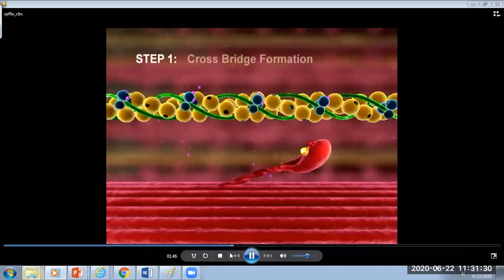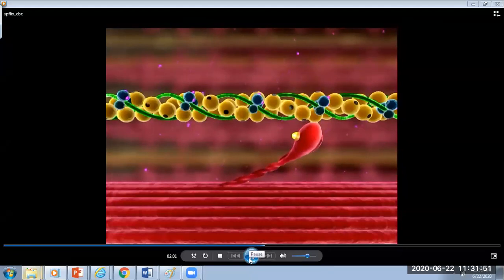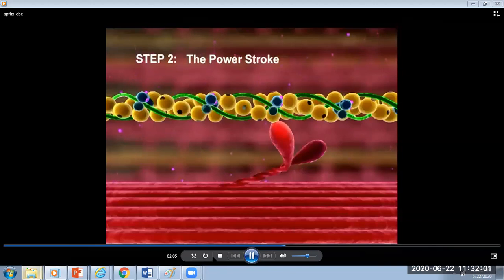Cross-bridge formation. The activated myosin head binds to actin, forming a cross-bridge. Inorganic phosphate is released, and the bond between myosin and actin becomes stronger. Now you can see how the myosin and actin are crossed with one another, forming a bridge. Step 2, the power stroke. ADP is released, and the activated myosin head pivots, sliding the thin myofilament toward the center of the sarcomere.